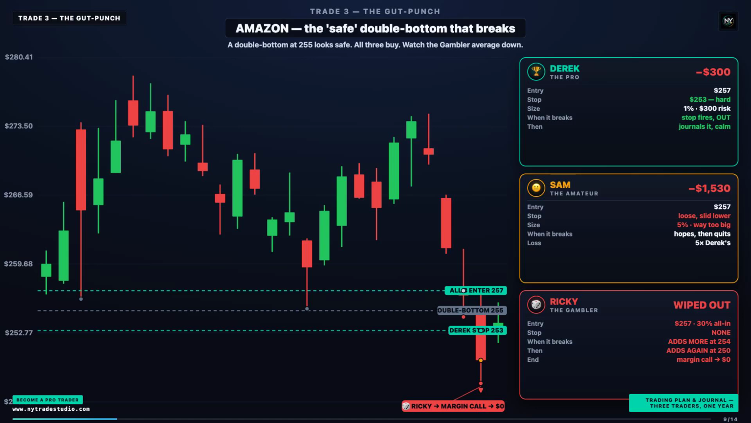It was the same trade for all three of them. Derek lost $300 and was calm enough to journal it. Sam lost $1,500 by hoping. Ricky lost absolutely everything, not because his chart was different, but because he could not take one small loss on purpose. So the market took one enormous loss for him. A stop loss, a 1% position size, and the humility to be wrong. That is the whole difference between a bad afternoon and a blown-up account.